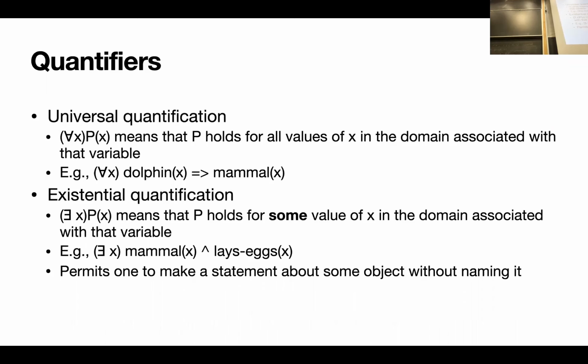In general, it allows us to make a statement about some object without naming it exactly. We might not know what that is, but we can say something about it. We can say that there exists something that is both a mammal and lays eggs as well, even if we don't know what it is.